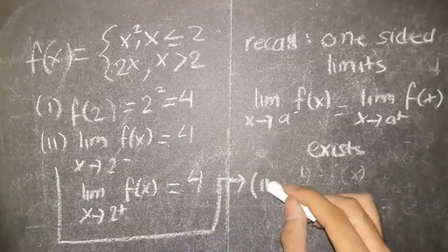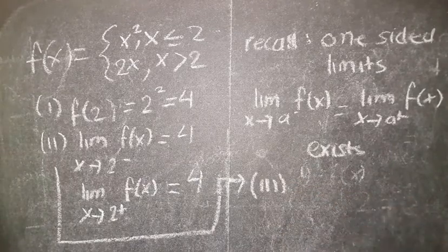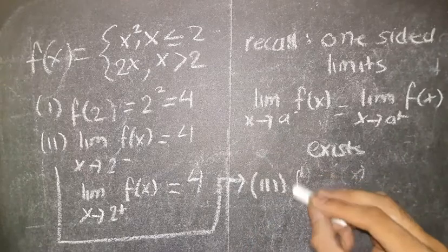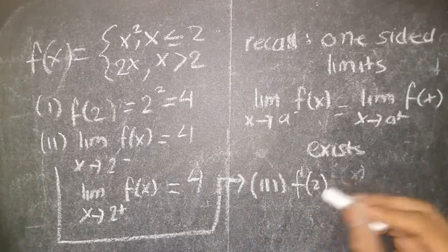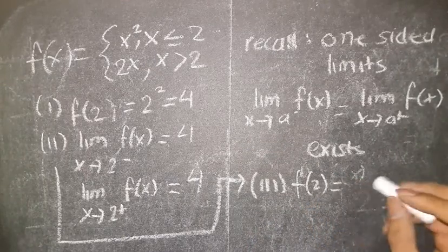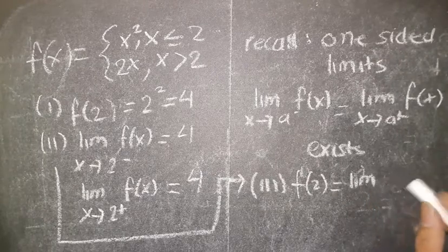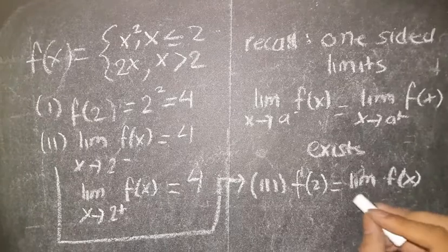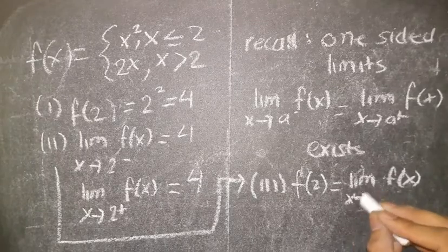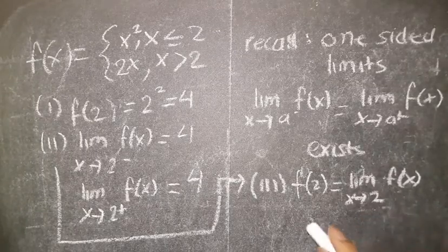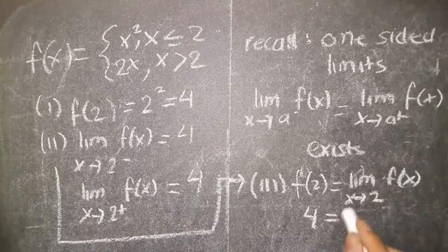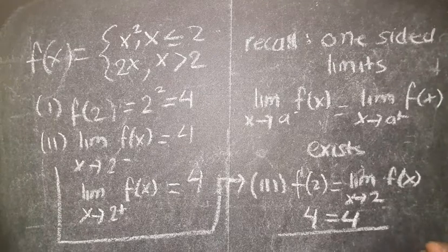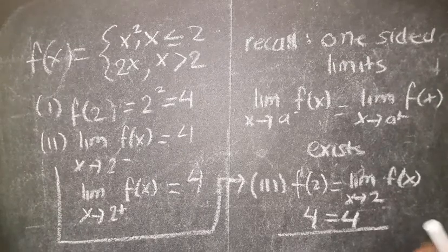And for the third condition, we can see that f of 2 is equal to the limit of f of x as x approaches 2. Four is equal to 4, therefore the piecewise function is continuous at x is equal to 2.